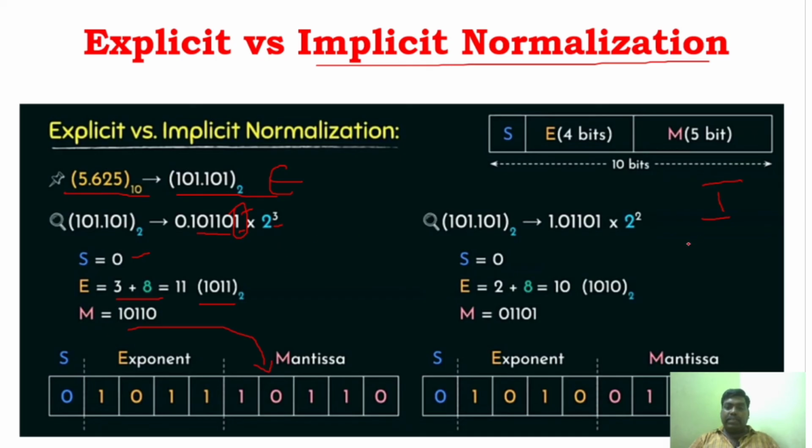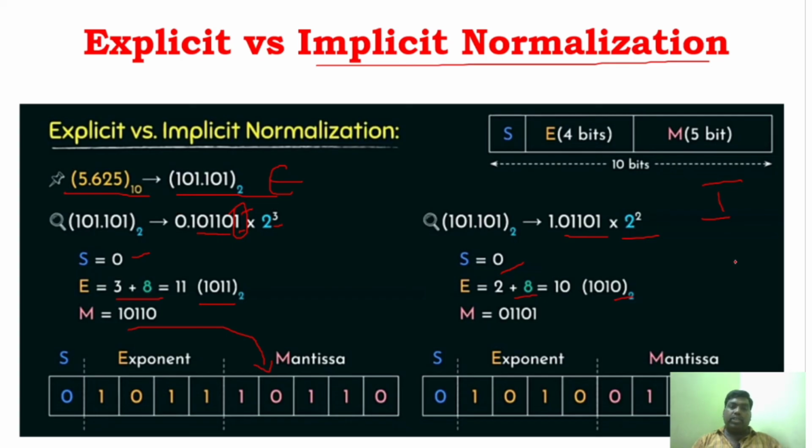In implicit representation, what you have to do is move the point to the right of the MSB. Here in explicit we moved it to the left of the MSB, here to the right of the MSB, and so you can represent it as 2 to the power of 2. The sign bit is 0, and 2 plus 8 is 10. So the exponent is 01010, and the remaining value is only 5 bits, 01101, correct?